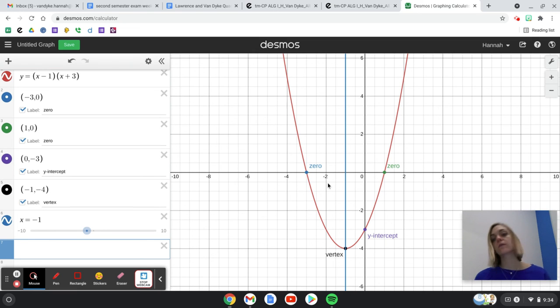So these are our important points on a parabola. Sometimes your y-intercept and a zero might be the same number. Sometimes your zero and your vertex might be the same number or the same point. So just keep an eye out for that. It's possible. In this case, all of my points happen to be different, but you might have the same point for multiple parts of your parabola.